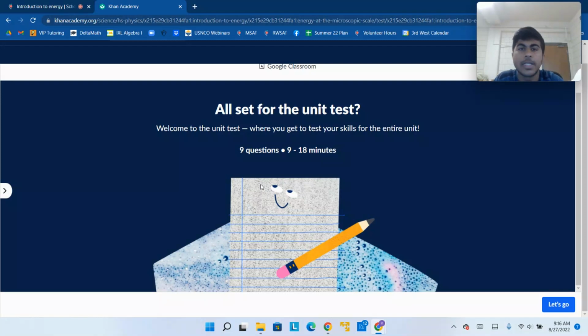Hello and welcome. Today we're going to be looking at the unit test for Introduction to Energy, one of the topics in physics, both honors and standard. As always, we're going to be going through all 9 of these questions on this unit test to make sure that you understand how to approach and solve these kinds of questions.